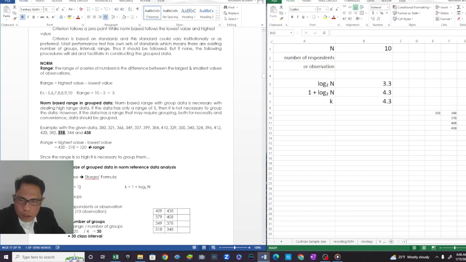So the first step is to identify the class size of group data in norm reference data analysis. To get the class size, we need Sturges' formula. So k is equal to 1 plus log 2n, or k is equal to log 2n plus 1. Your k is your number of groups, 1, 2, 3, 4, and n is the number of respondents or observations.